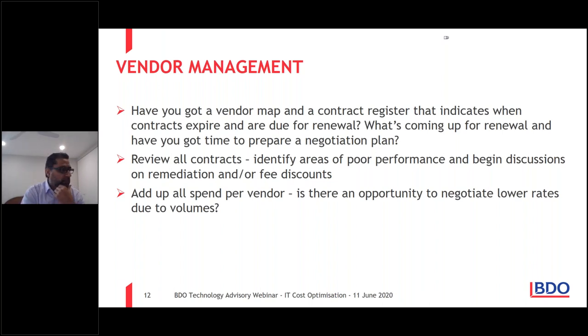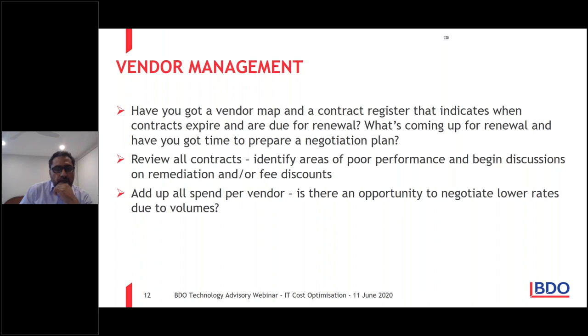So the first thing that we always ask is, have you got a register of all the vendors that you have, all the contracts that you have with that vendor, and what is the expiry date for those contracts that you have with those vendors? And you would be surprised as to how much effort it takes for some of our clients to put it all together. Now, that's a first thing that we would recommend you to look at, which is have a vendor map, have a contract register, and look at when the contracts are up for renewal, because that will give you the visibility of what are the opportunities that might come in and at what time in the next 6 to 12 months. So that's the first thing that you should consider.